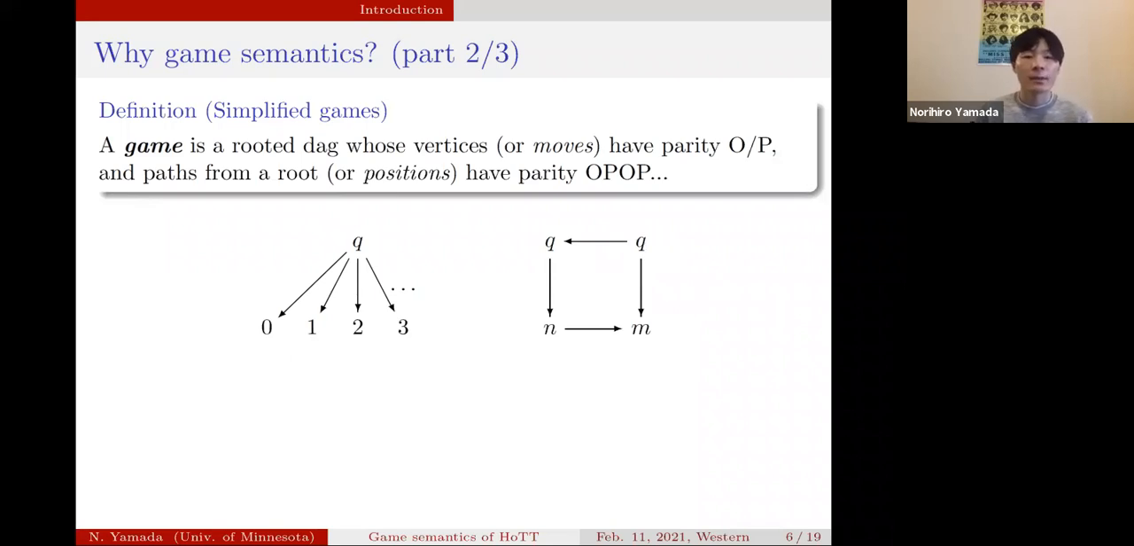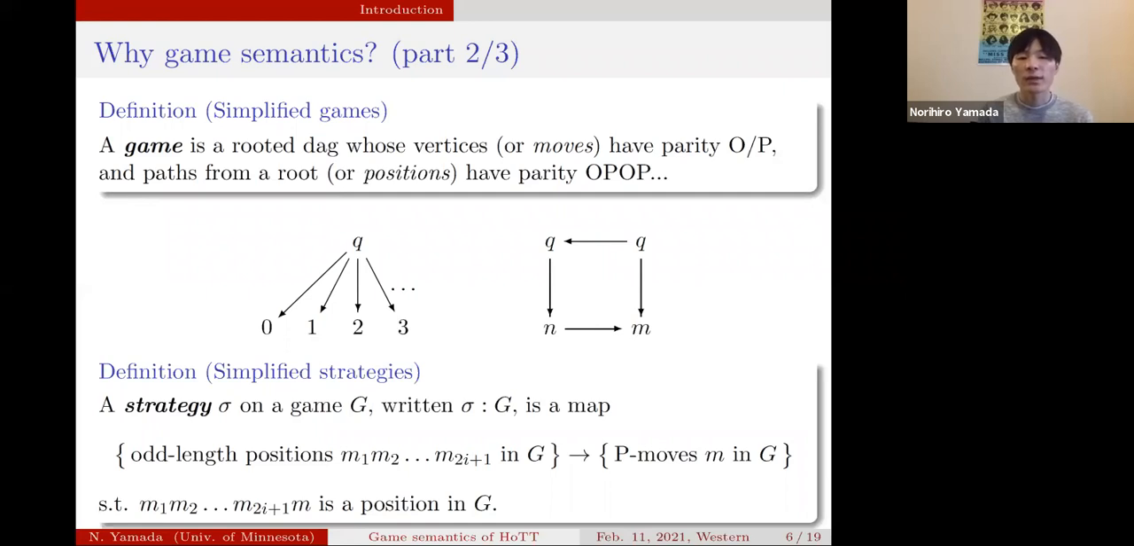Okay, next, let me introduce the notion of strategy. A strategy sigma on a game, written sigma : Z, is a map from odd length positions in Z to a player move in Z, such that the concatenation is again a position in Z. Because every path from a root in a game has parity OP, OP, odd length positions are exactly when the player has to make the next move. So a map of this kind is really a strategy for the player on how to play in Z. And I can describe the successor computation as a strategy of this form. It maps Q to Q, and given Q, Q, n, outputs n+1.